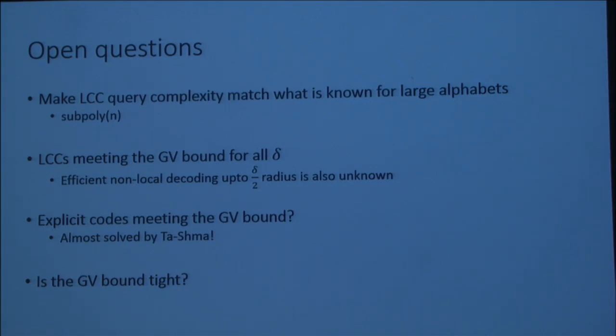And then some general and important questions. Can you get explicit codes meeting the GV bound, which again Ta-Shma almost solves in some regime of parameters, but generally can you? Does it get efficient decoding? It seems to me that it probably does, maybe, I'm not sure. And is the GV bound tight, which is again a big open question. Can you do better than the GV bound? Okay, so thank you.